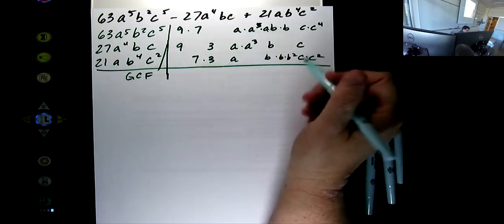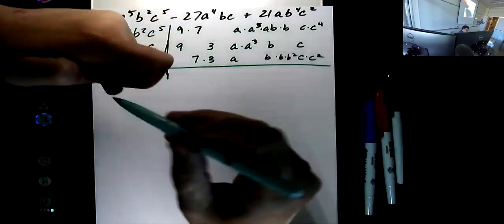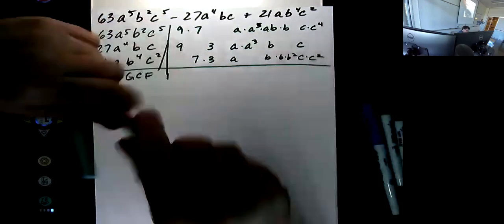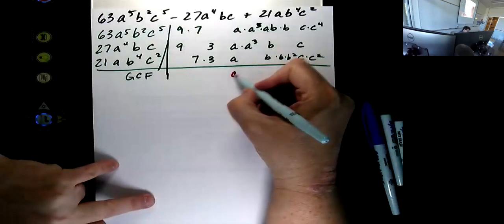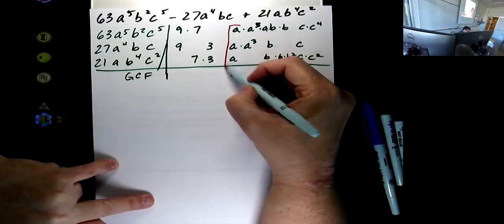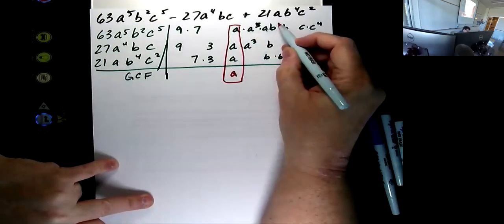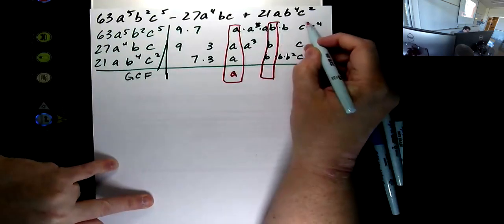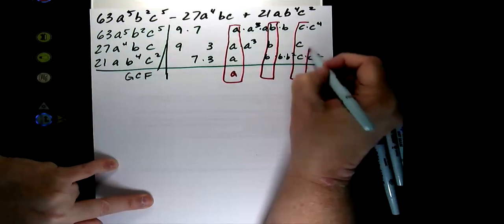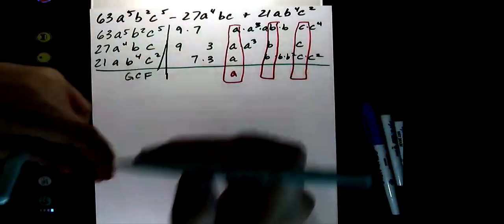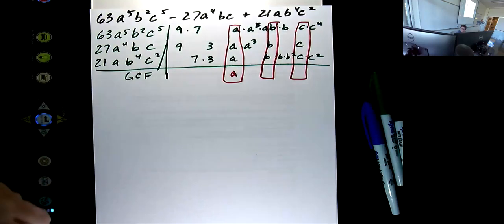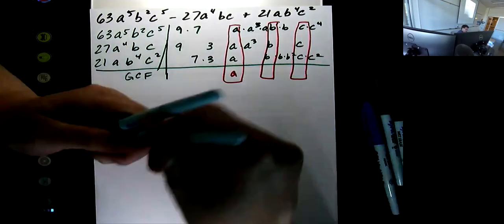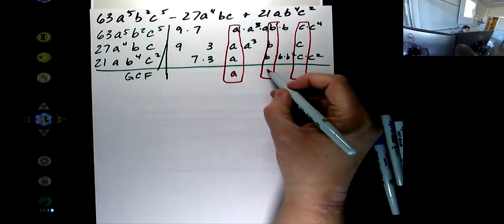So what was your GCF? The GCF was ABC. Let's see. ABC times parentheses. Did everybody online get that? Yeah. I would argue that's incorrect. A times B times C is good.